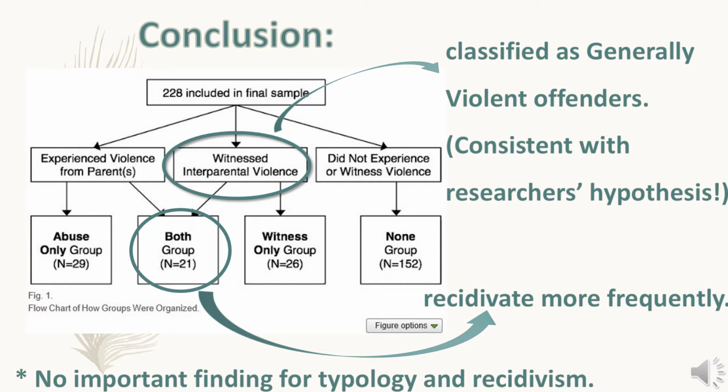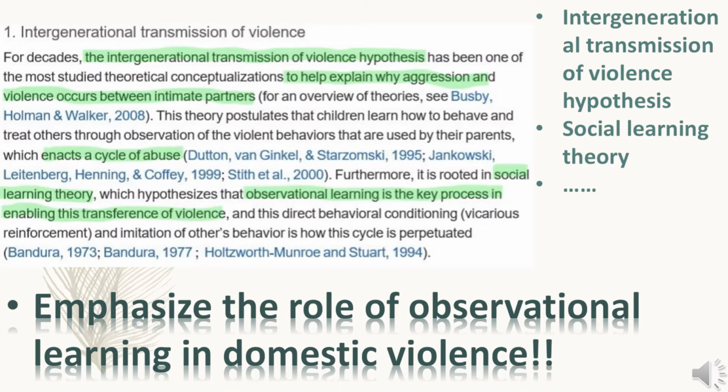This is consistent with a research hypothesis. Those in the both group are more likely to recidivate more frequently. However, there was no important finding for typologies and recidivism. In this article, the authors draw on theories such as the intergenerational transmission of violence hypothesis and social learning theory to emphasize the role of observational learning in domestic violence.